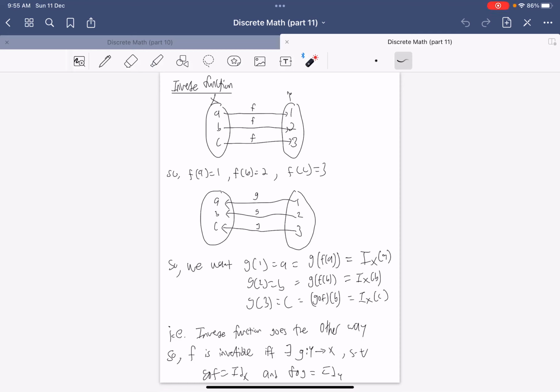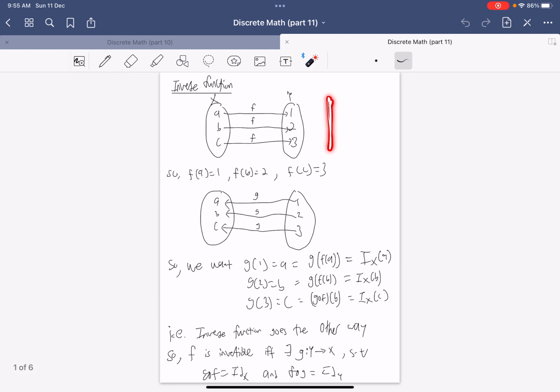Hi, in today's video, we'll be going through invertibility of a function. In the previous video, we stated what it means for a function to be injective, surjective, and bijective. And now we want to state when a function has an inverse. And so what do we mean by that?